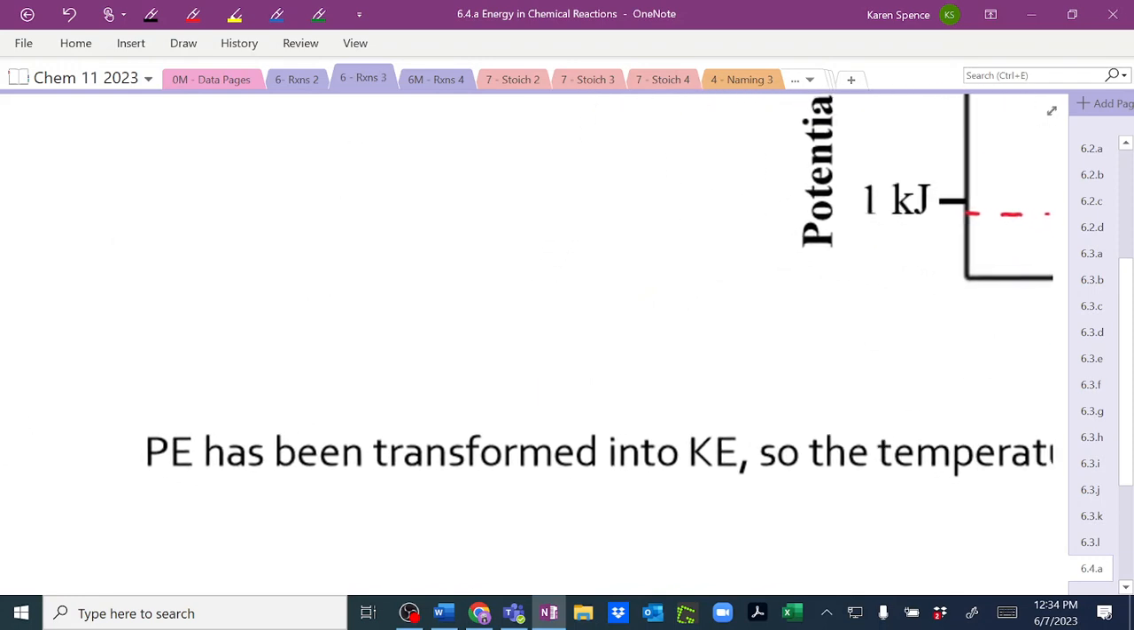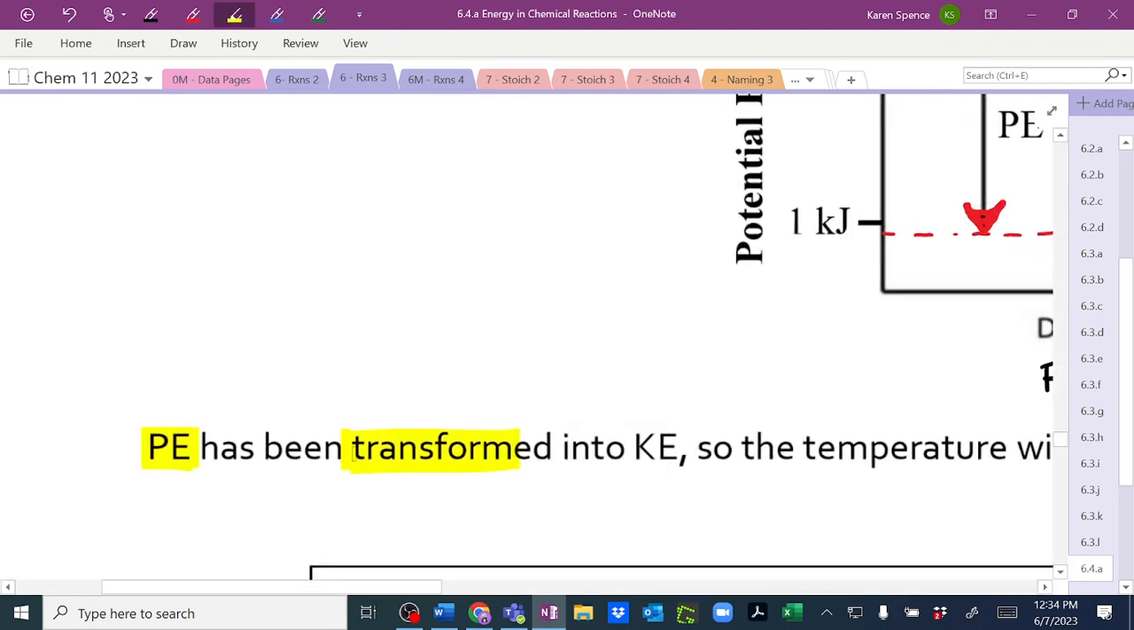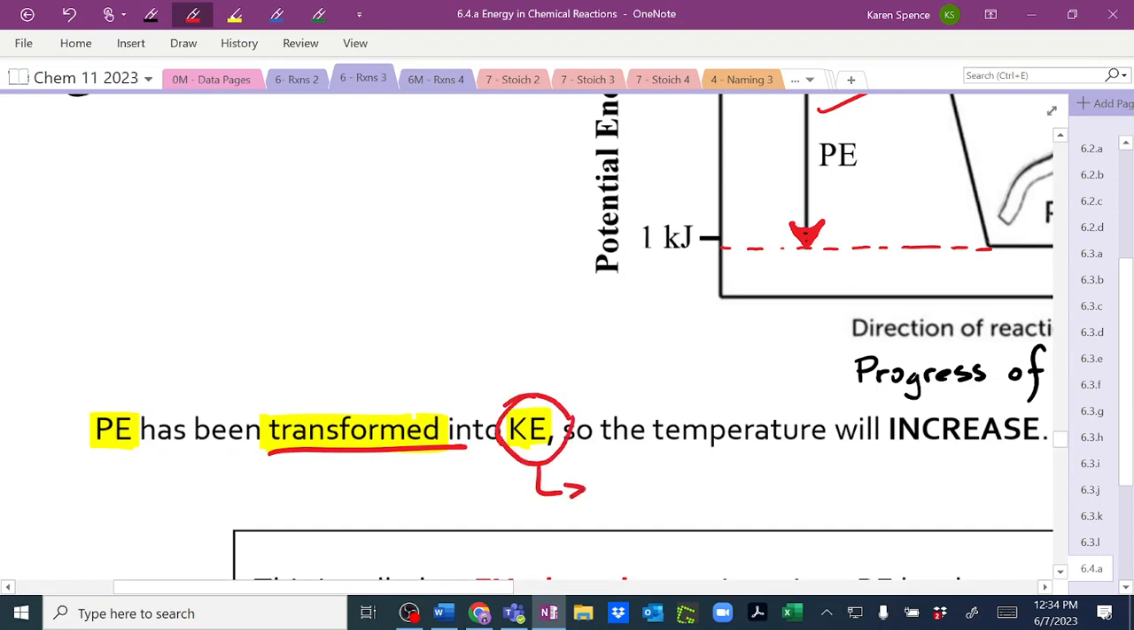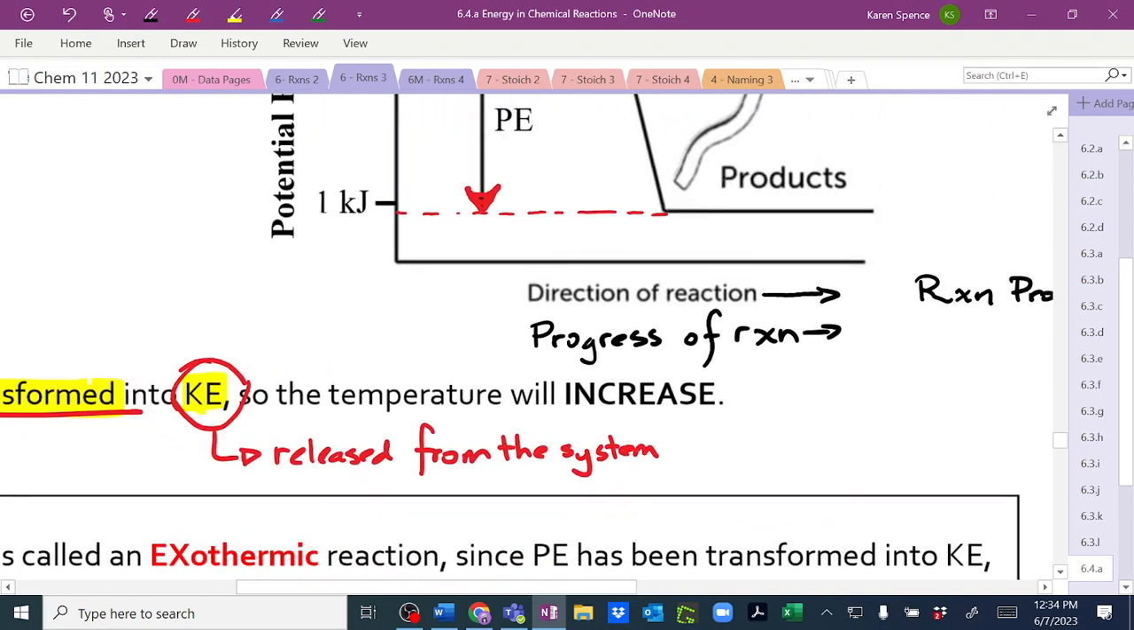Okay, so basically the potential energy has been transformed into kinetic energy, and in the form of kinetic energy it is then released into the surroundings. So that kinetic energy is then released from the system into the surroundings. And what quantity measures kinetic energy? Temperature. So if the kinetic energy is being released, what's happening to our temperature? Temperature is increasing. Okay.